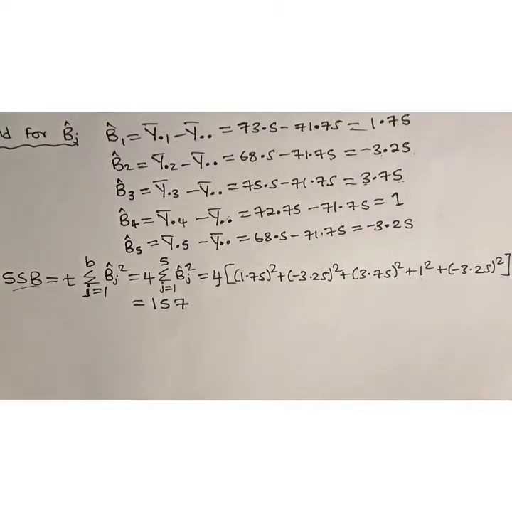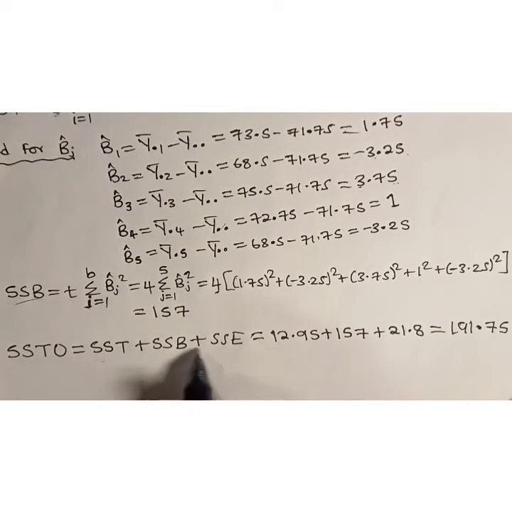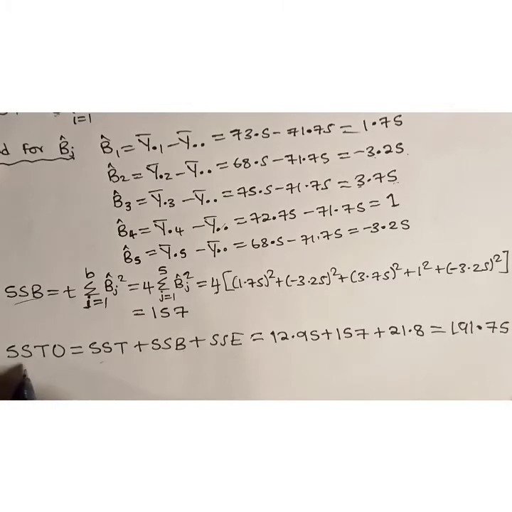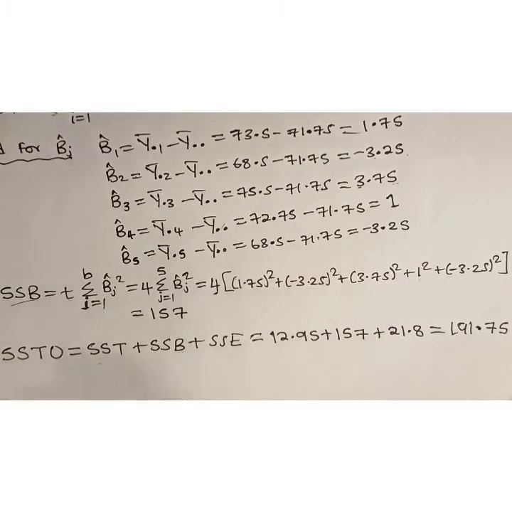So now that we have our sum of squares of block, sum of squares of treatment, and sum of squares of error, we can find our sum of squares of total. We know that the sum of squares of total is just the sum of the 3, which is SST plus SSB plus SSE. So we'll obtain our sum of squares of total as 191.75. At this moment, we are done with calculating what was required, and we are ready to go and test.